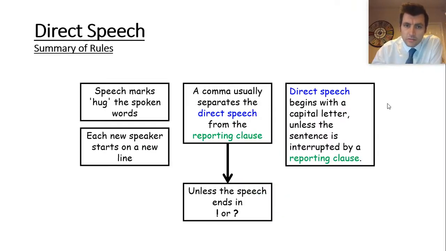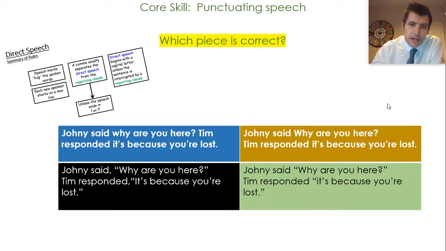Right, guys, those are the rules. We can see the rules again on this screen. I'd like you to look at these four pieces of direct speech and see which one is correct and see if you can figure out why. Pause it while you identify which one. But make sure in your head or talking to mum or dad or anybody at home, you explain why one is correct. So pause your video, please, while you do that.